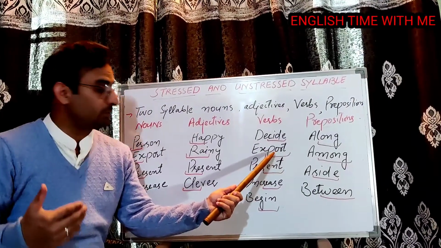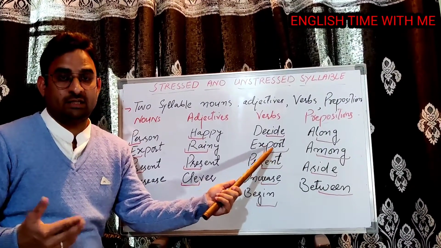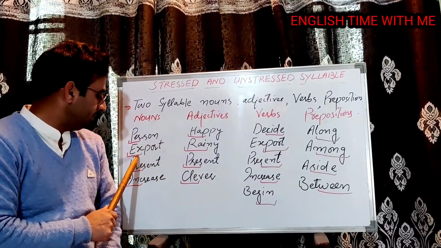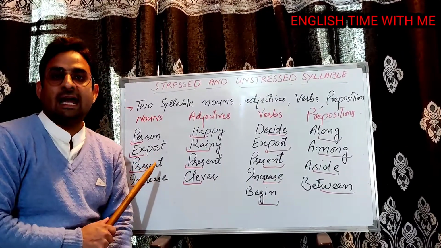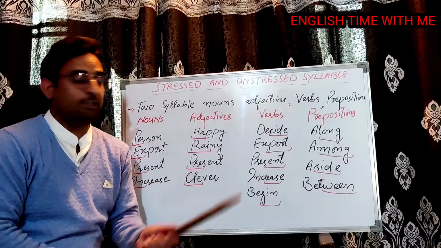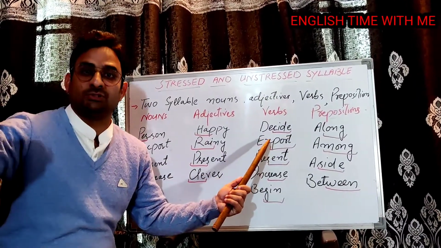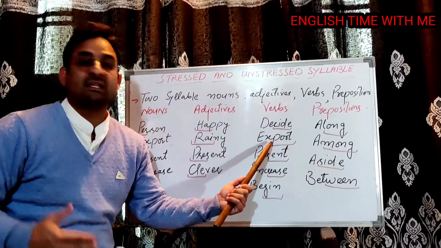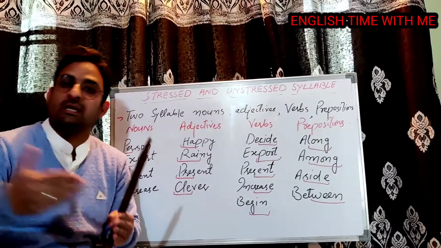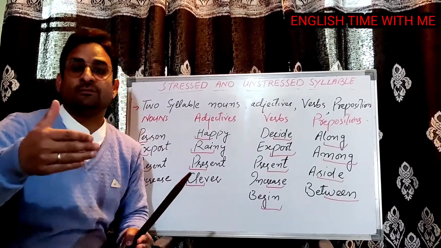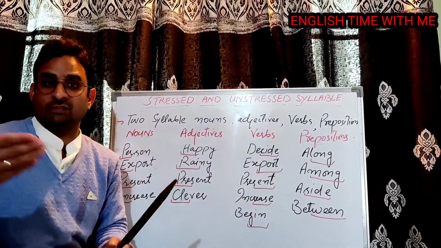second syllable stressed. Okay, you can differentiate it. When you pronounce it as EXport, it means it is a noun. When you pronounce it as exPORT, it is used as a verb. It means with the change in pronunciation, the meaning of the word, the behavior of the word also changes.